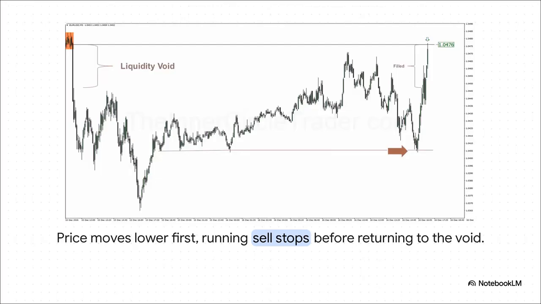But hold on a second. It's not always a straight shot back to the target. Before price makes a run for that void, look what it does first. It actually dives lower. See that brown arrow? It's going down to run the sell stops that were sitting just below those previous lows.